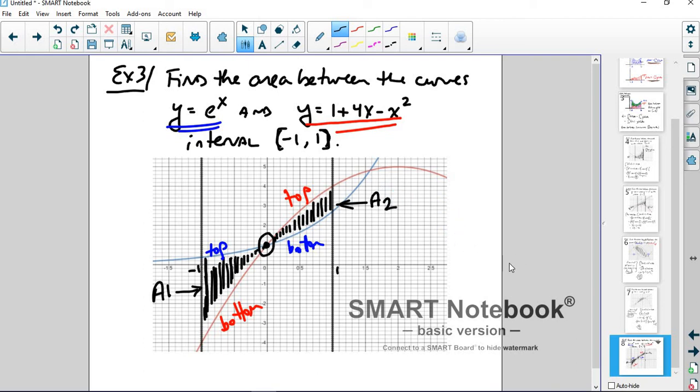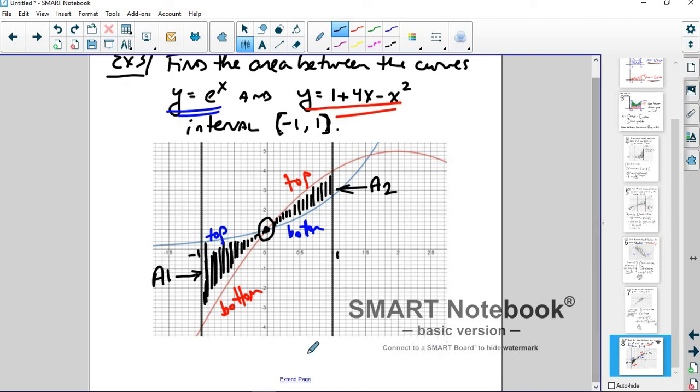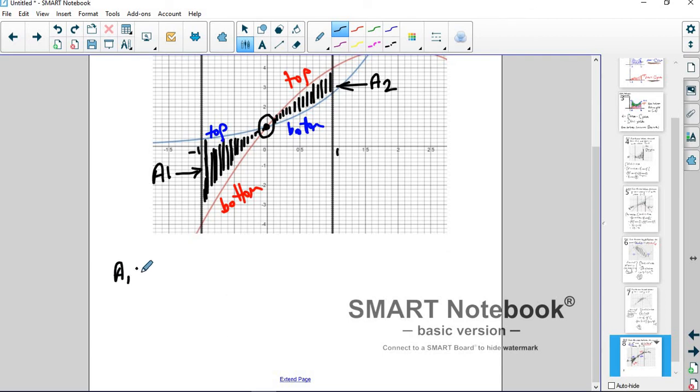There's no other way to do it, really, because the top minus bottom always has to play out, so we have to do top minus bottom. To find area 1, that's the integral from -1 till, where do they intersect here? They intersect right at 0. That's pretty obvious, that's at x equals 0, and if you plug in x equals 0, you'll see that they both equal 1 there. So that's x equals -1 to 0. e to the x is on top. 1 plus 4x minus x squared is on the bottom.